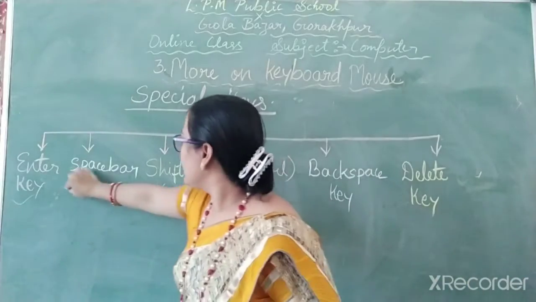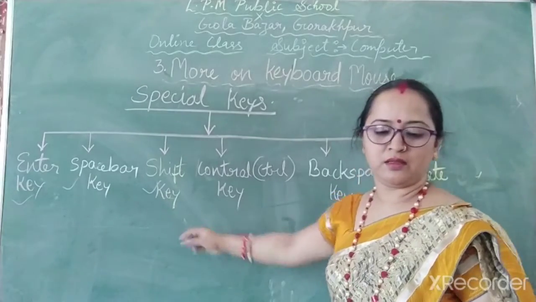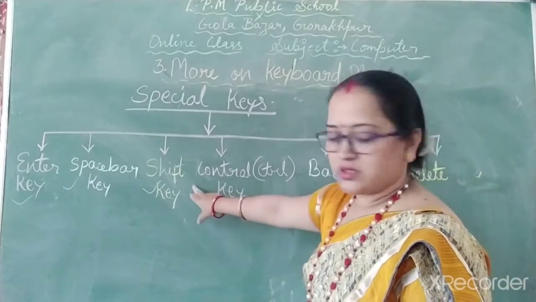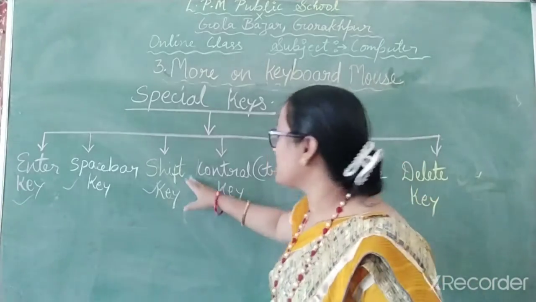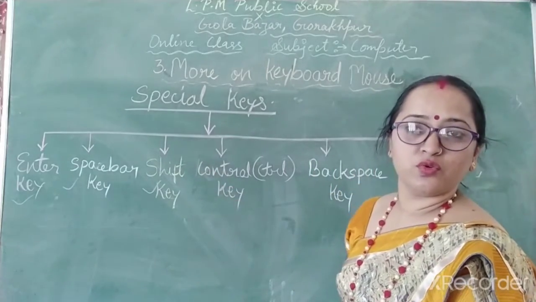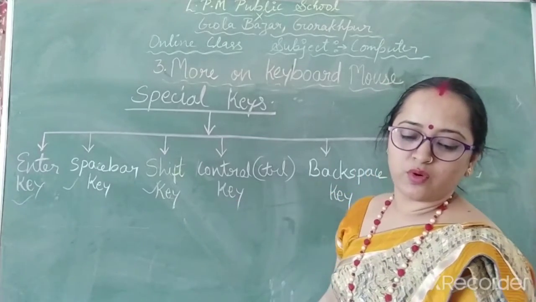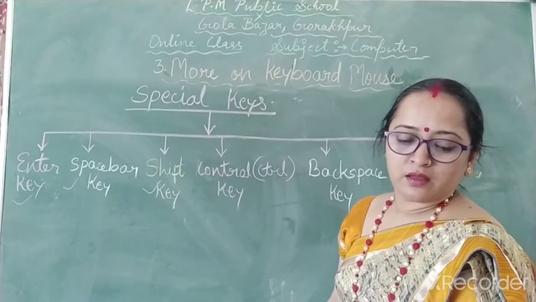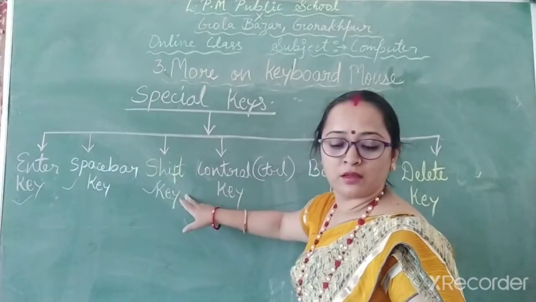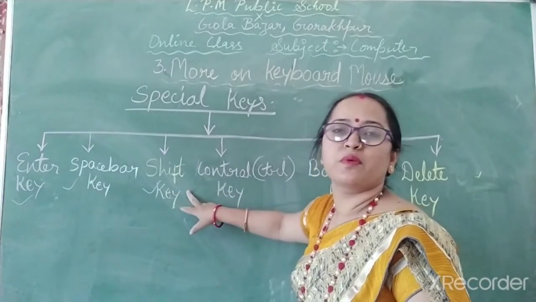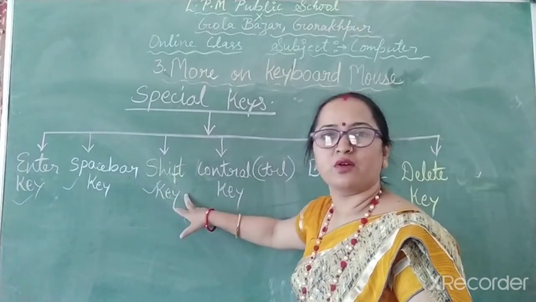Now next comes the shift key. That is the third one. Shift key. This key is always used in combination with other keys. It appears twice on a keyboard. See, we have two shift keys on a keyboard, in two places.